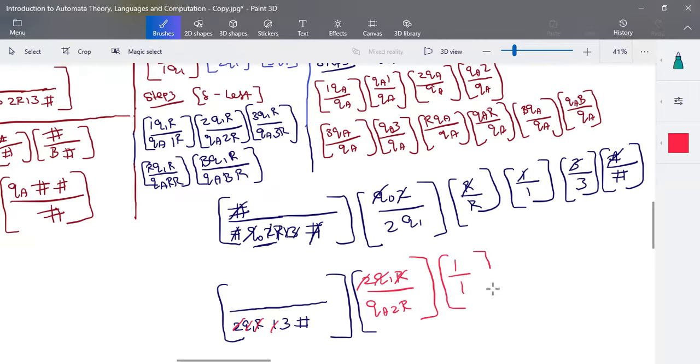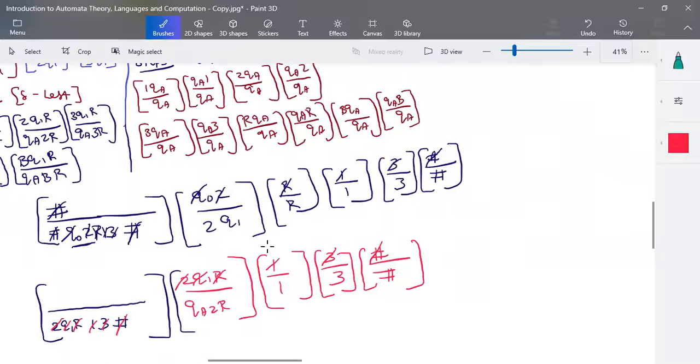Take the matching domino 1 1. So this 1 will be cancelled. Next you have 3. Take the domino 3 3, the matching domino. This 3 is cancelled, and for the hash, use this hash domino. So this hash will be cancelled. Okay, so now we are entering into the Q accepting state. Now I'll just write the remaining part here.